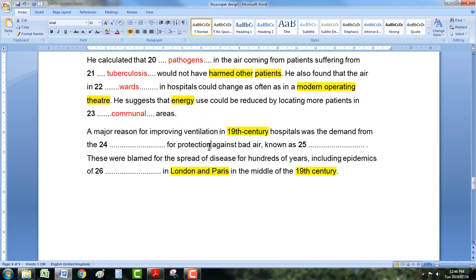A major reason for improving ventilation was the demand from the something for protection against bad air, known as. Now that's a nice clue. I've spoken in, I think, Cambridge 12, 11, 13 about this known as.